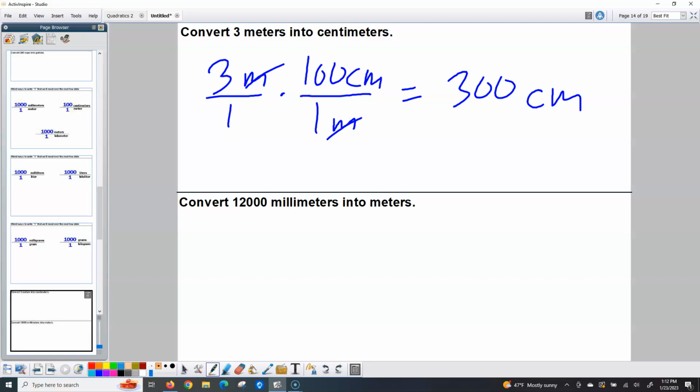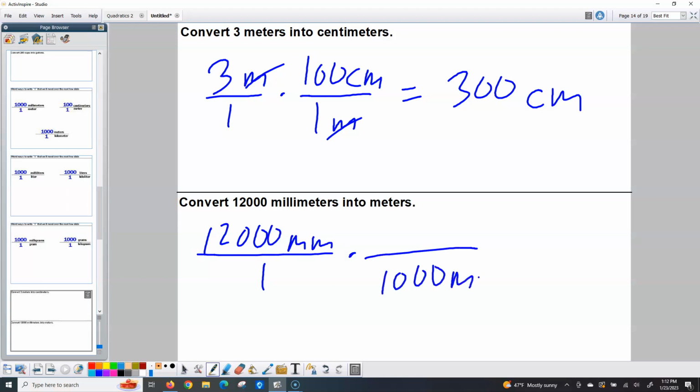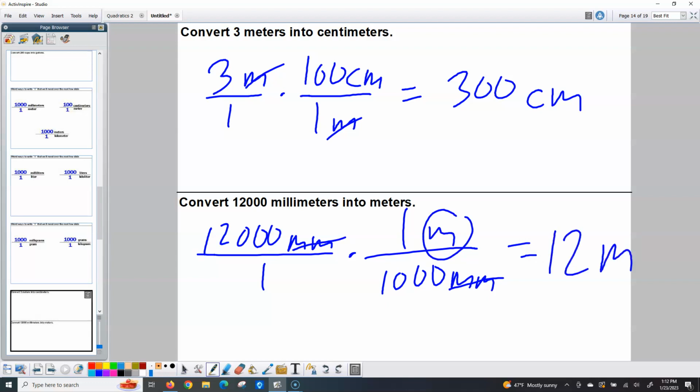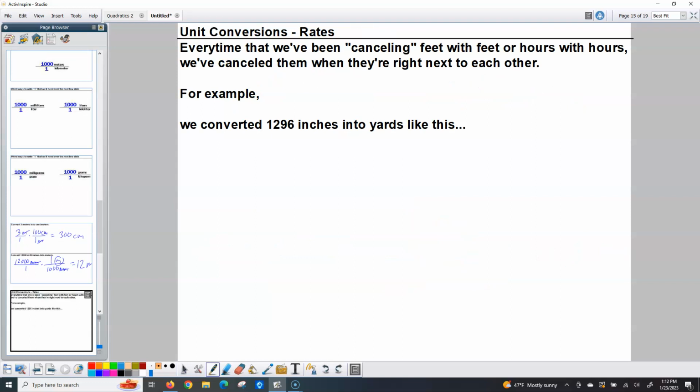If I were changing 12,000 millimeters into meters, I know that there's 1,000 millimeters in 1 meter. So the millimeters will cancel out. I'm left with meters as my unit. And 12,000 over 1,000 would be 12 meters. So we've done that. We've canceled out several units.